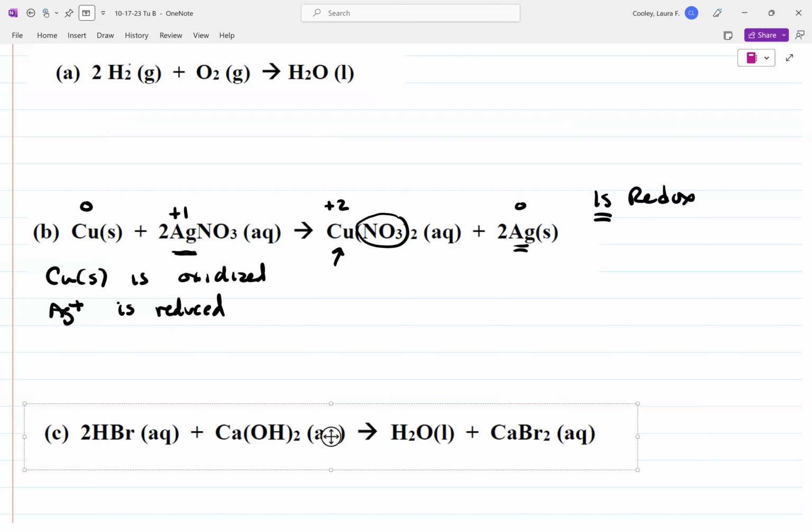HBr, what's the charge on the H? This is a strong acid. So what is the charge here? What happens when you put a strong acid in solution in water? And what would the charge be on the H? +1. Bromine, -1. What's the charge on the calcium here?